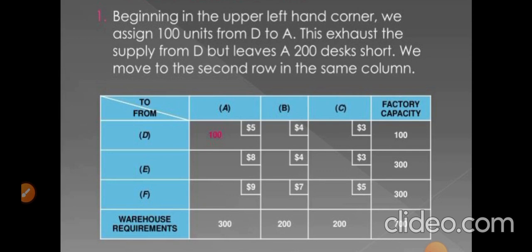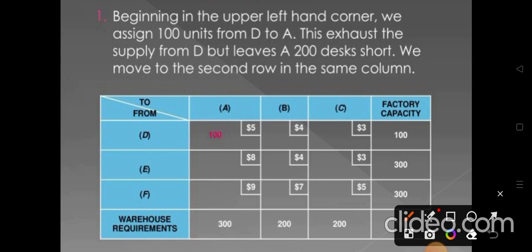Let us choose the first cell 1,1. See the warehouse and capacity. You have 300 and 100. So you allocate 100. Strike out 300 and write the balance as 200. So strike out that entire row. The next cell we are going to allocate is this cell, 2,1.